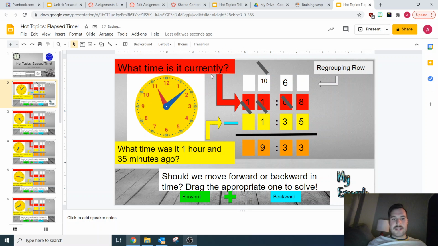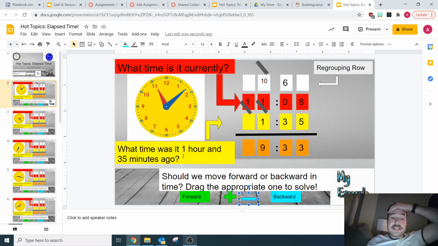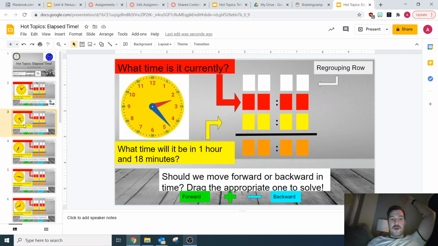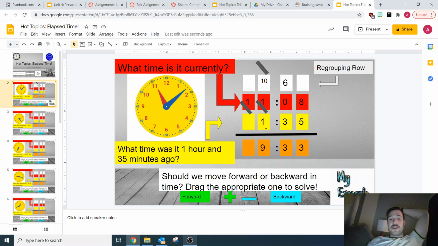So when you are identifying the time, you are then going to look at the yellow question. So in red it says, what time is it currently? So this clock shows the time 11:08. Now, I then look at my question in yellow. What time was it 1 hour and 35 minutes ago? So the time listed here is what I'm going to put in my yellow. So my red, I'm going to put what time is it currently, and then the time listed here, 1 hour and 35 minutes ago, or for this next question, 1 hour and 18 minutes.